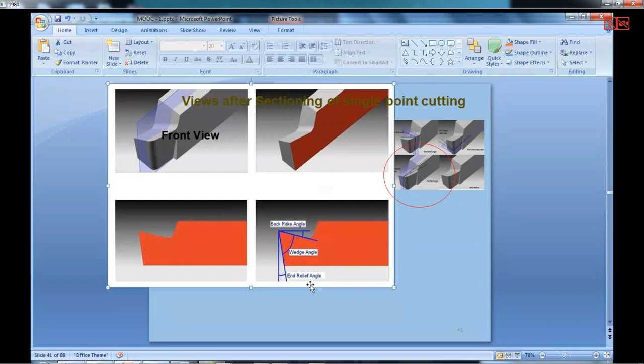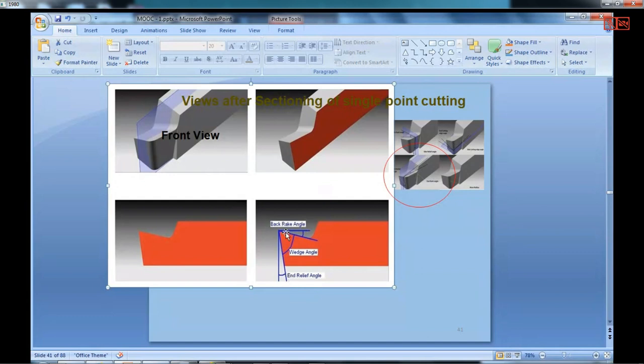So why is the end relief angle required? Whenever you are machining, think that you have a cylindrical workpiece and this point is making contact with the workpiece. So the surface of the cylindrical part should not rub with this edge. So that is the reason it is slightly taken in, otherwise it will be rubbing the surface which is formed.